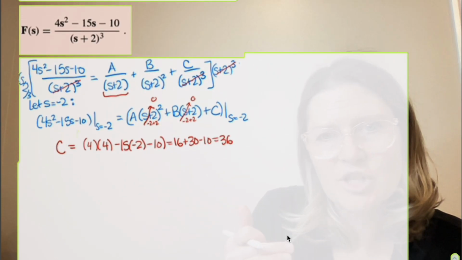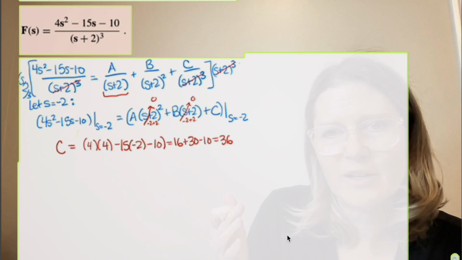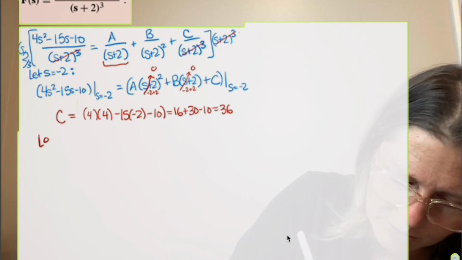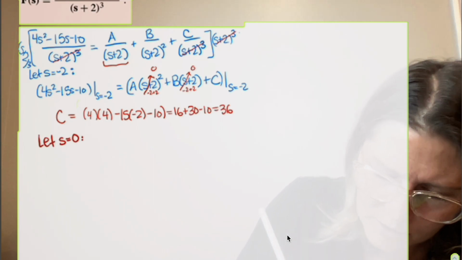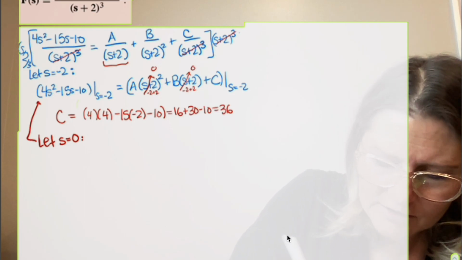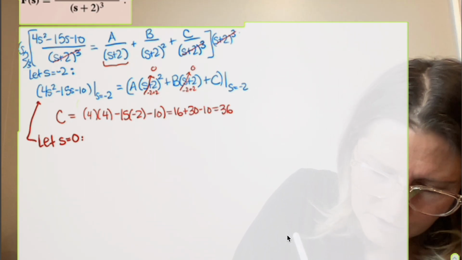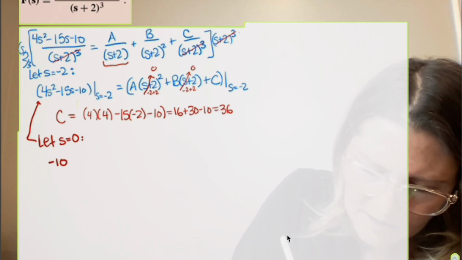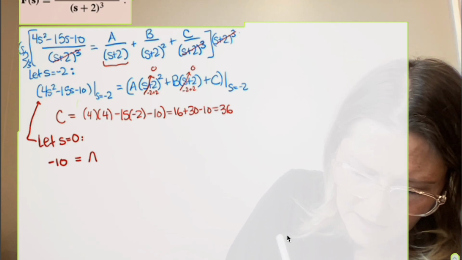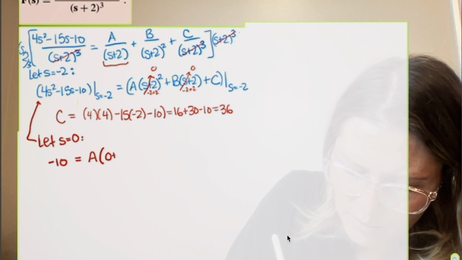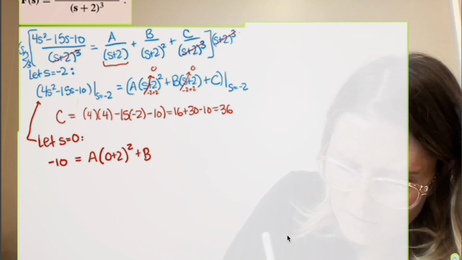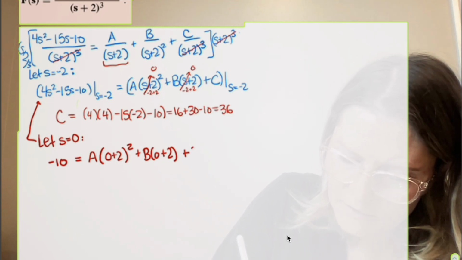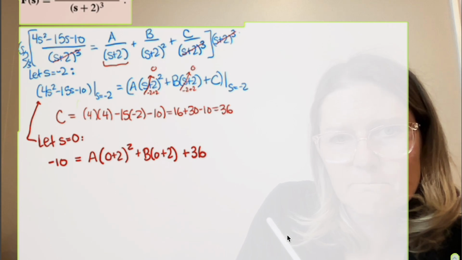And now instead of differentiating, we're going to just pick a couple values for s and get the equation for s. So we have not used s is 0 yet, so I'm going to plug that back into this equation. And so the first term goes to 0, the -15 goes to 0, so I'm just left with -10. And on the right side, I have a, 0 plus 2 squared, plus b, 0 plus 2. And now I already know the value for c, so I plug in 36 for c.